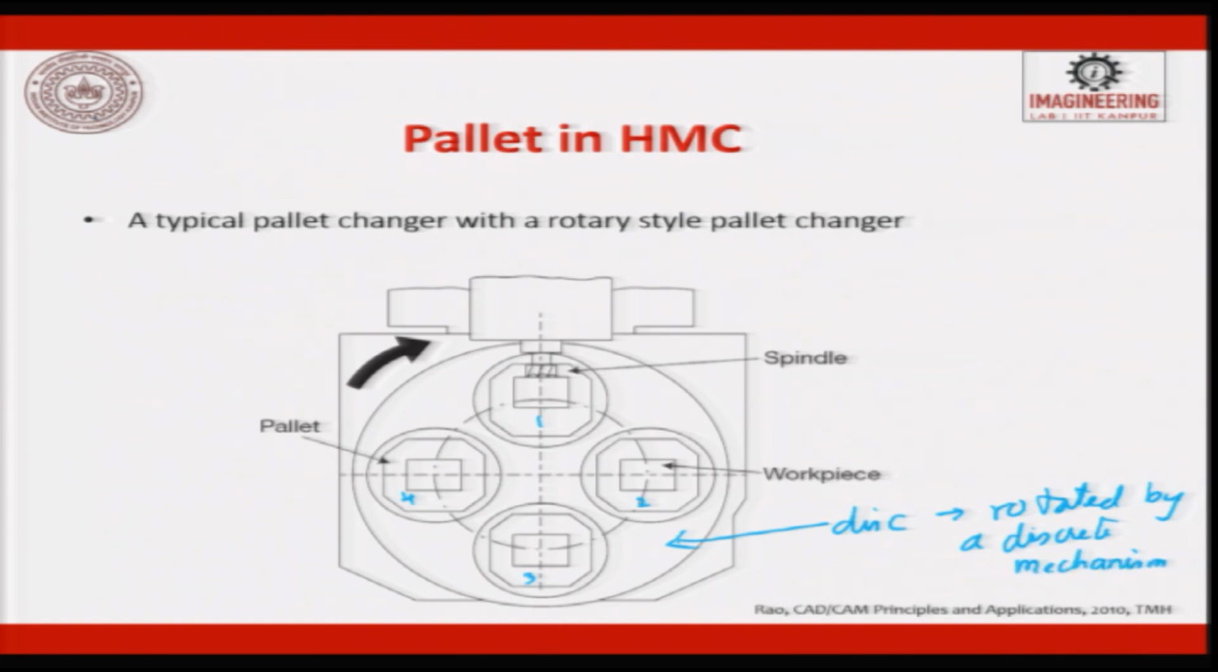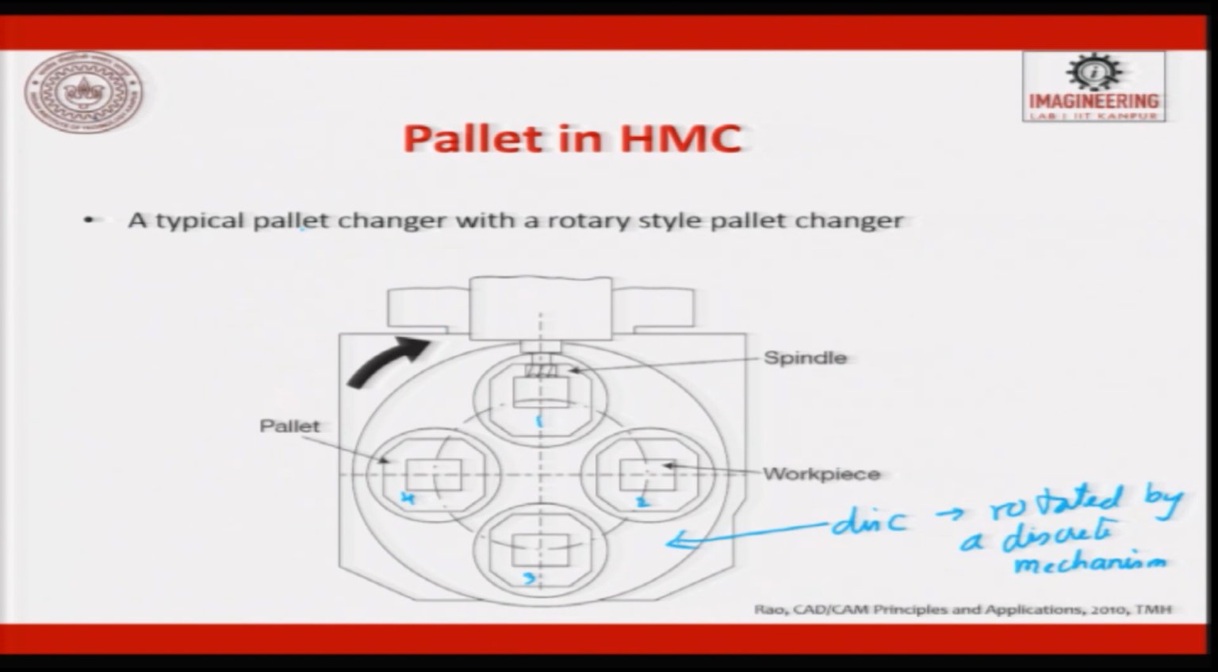Because if you use a gear, then it will be continuously moving. So, you will have a gear at the bottom, but this gear will be discretized at 4 points. So, it indexes and stops. By this, you can try to increase the productivity of the machine.